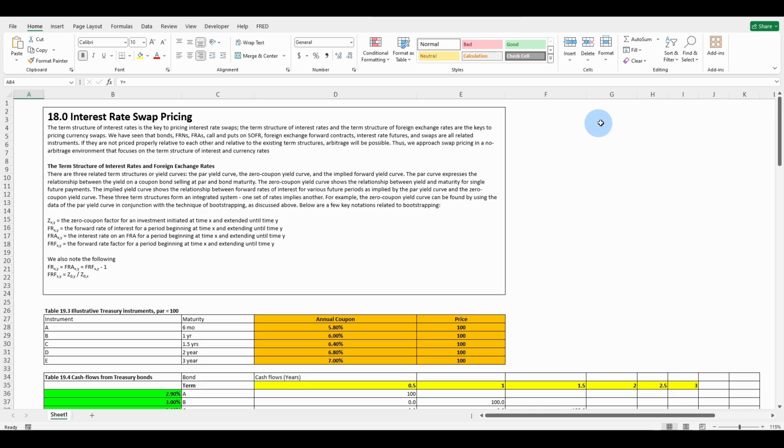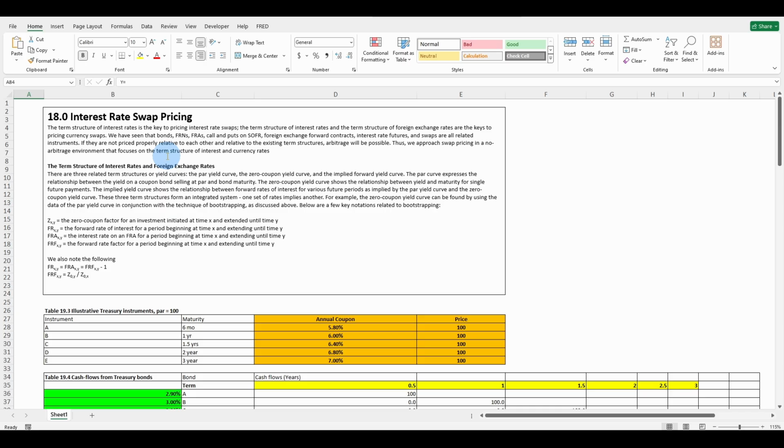Remember I said the circle? Well, here's the circle. Thus, we approach swap pricing in a no arbitrage environment that focuses on the term structure of interest and currency rates. The term structure of interest rates and foreign exchange rates.